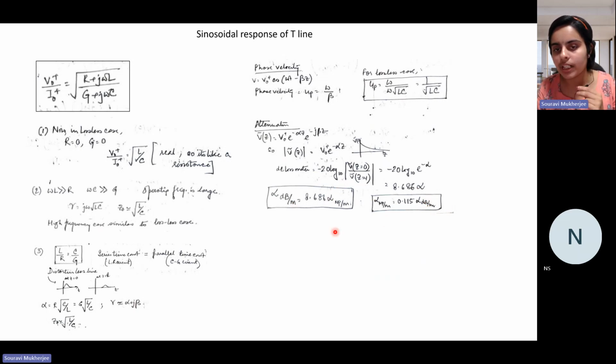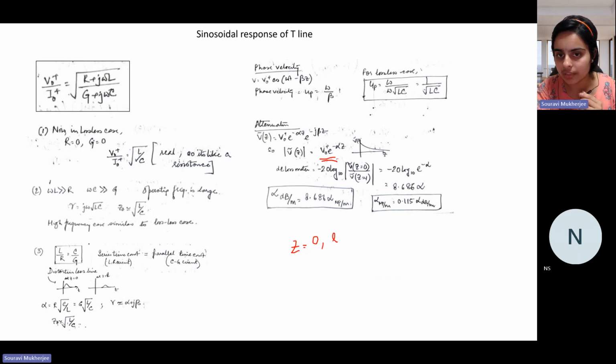But now suppose you are told that you know the voltage at some z. Suppose at z equal to 0 you know it, and then you also know it at z equal to some other distance L, and you are asked to find alpha. In that case, first try to use this relation. So what will this relation give you?